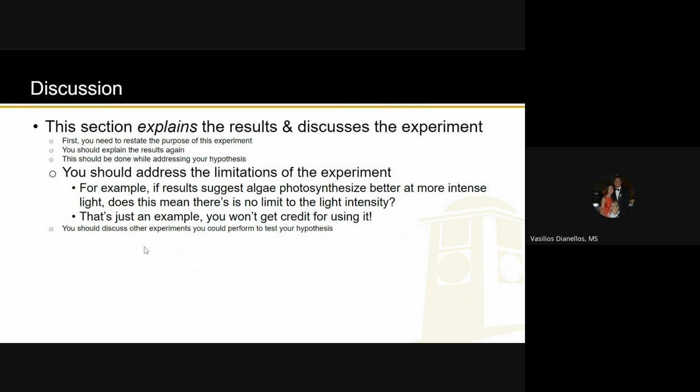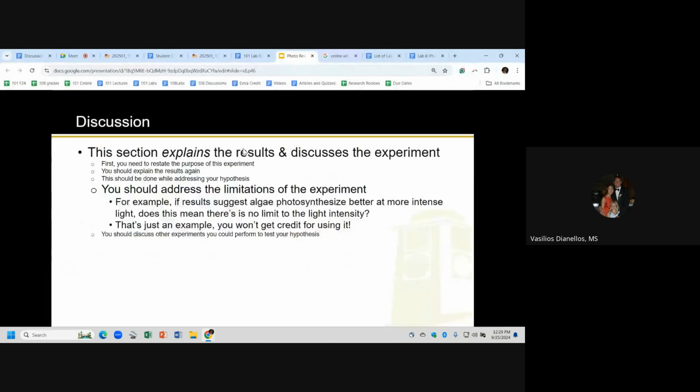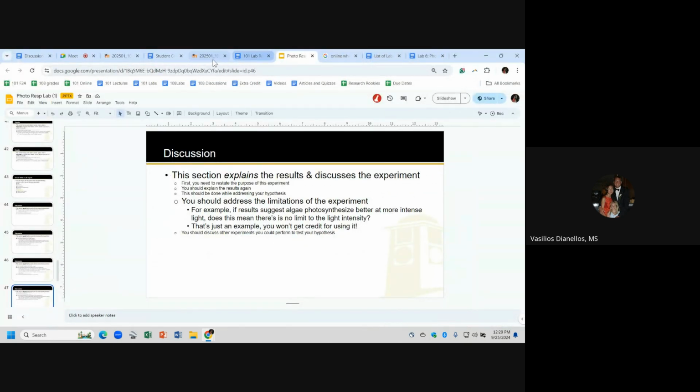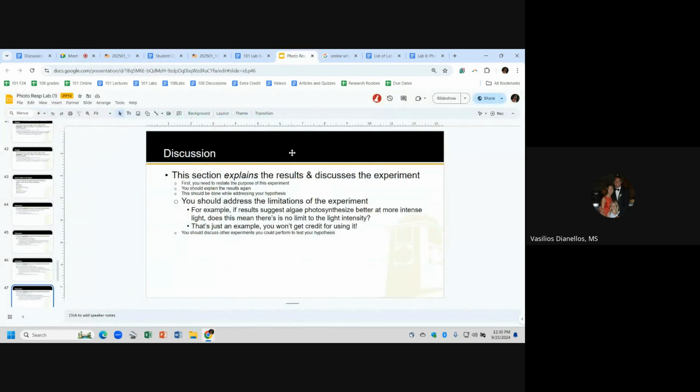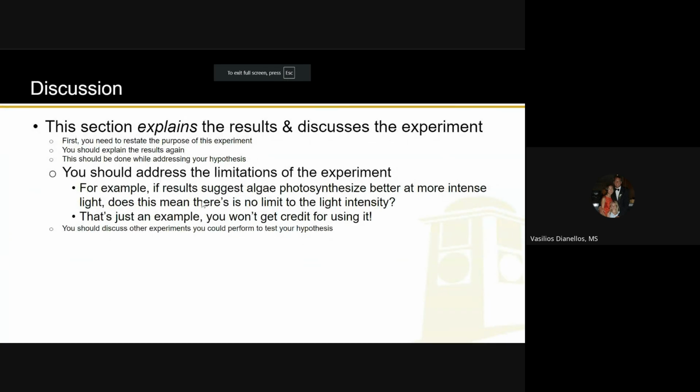Next, you should address the limitations of the experiment. I've already said that today, and I've already trained you to do that throughout the semester. Every lab you've done this semester asks you this question, right? It says, how can this experiment be improved? What were the flaws of this experiment? I keep asking you these things because these are the things you need to be thinking of. So you'll need to address that in this lab report.